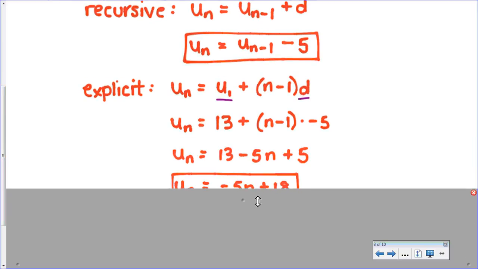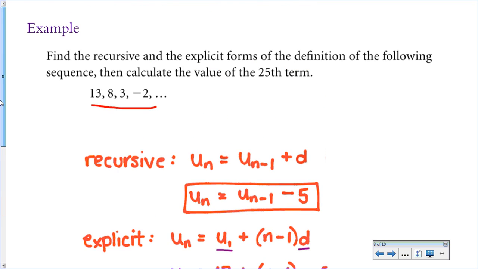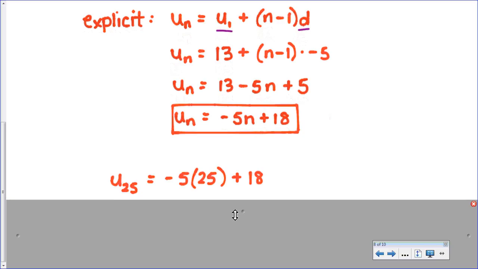It's good to get in the habit of simplifying it. So here's my formula for this sequence, the explicit formula. So I can plug in any number to figure out whatever term I'm asked to find. It does ask us to find the 25th term. I'm going to plug in 25. This time, just for the sake of illustrating it, I'm plugging it into the simplified version. You'd get the same thing if you plugged it into the unsimplified version there or the simplified version here.